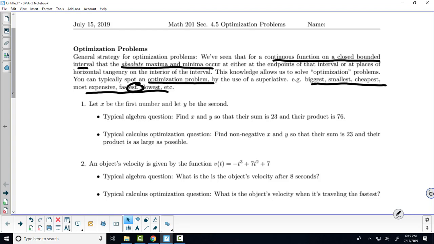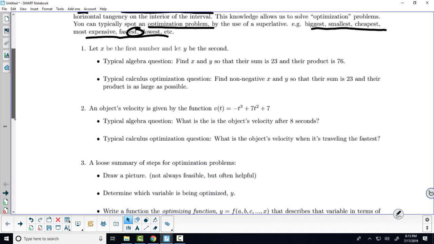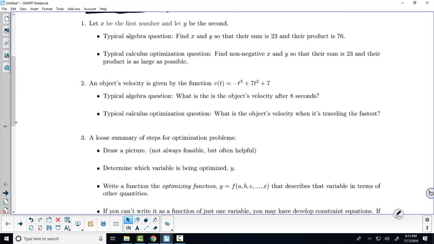All right. Let's compare and contrast some of the questions we could ask in algebra versus those we can ask in calculus. A typical algebra problem might go like this. Find x and y so that their sum is 24 and their product is 76. That was a nice college algebra question.